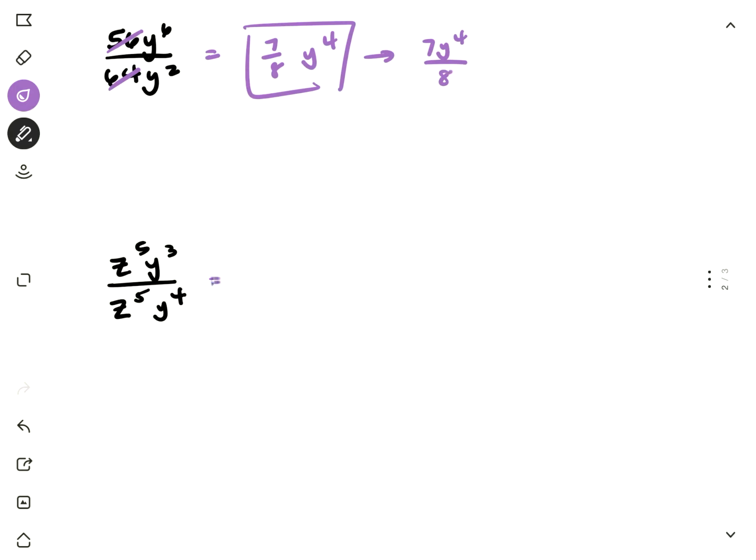Okay, let's look at the next one. For the z's, we have z to the 5th, and then we have another z to the 5th. So 5 minus 5 is 0. Anything to the 0 power is 1, right? So remember, anything to the 0 power is 1. So we could multiply 1 by the y stuff, but that's just going to be the y stuff, so we don't have to include it. It cancels out. Y to the 3rd over y to the 4th is going to be y to the 3 minus 4, which is -1.